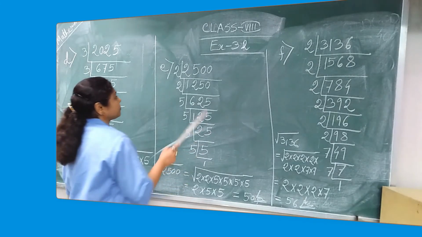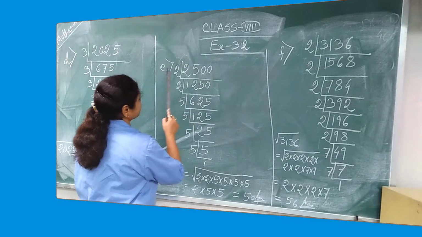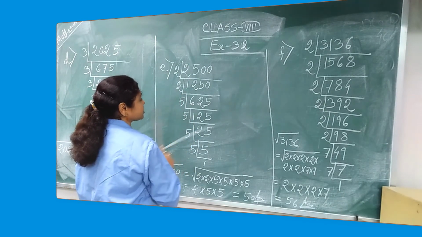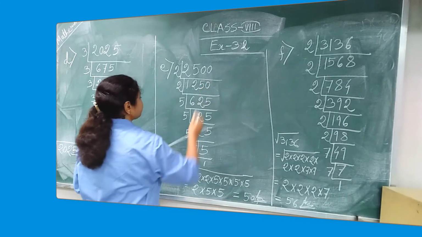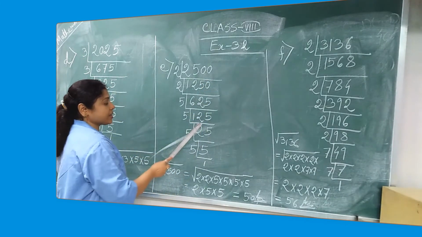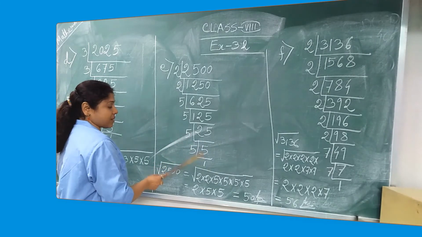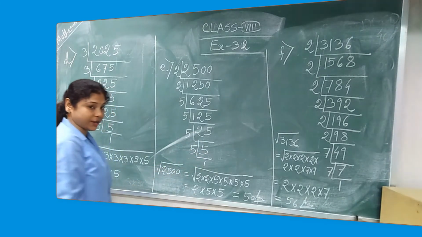Now next sum, that is 2500. By 2 it is coming 1250. By 2 it is coming 625. Again by 5 it is coming 125. Again by 5 it is coming 25. Again by 5 it is coming 5. And by 5 it is coming 1.